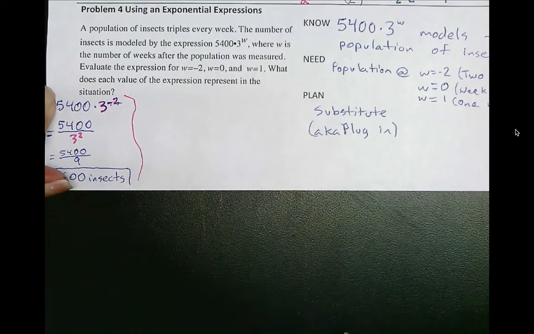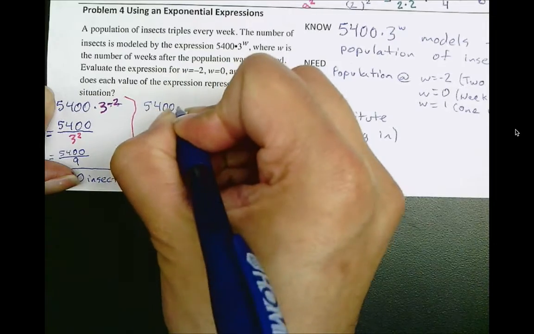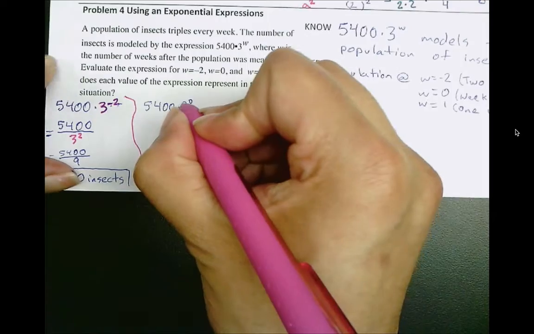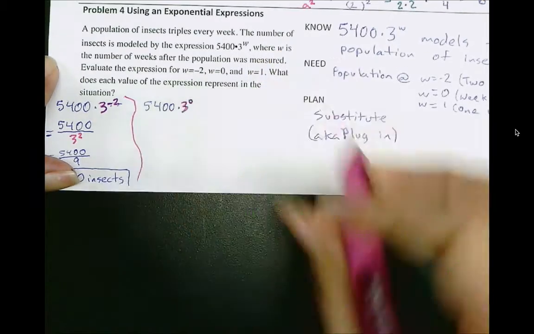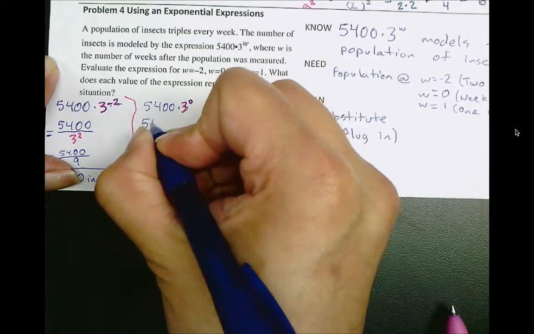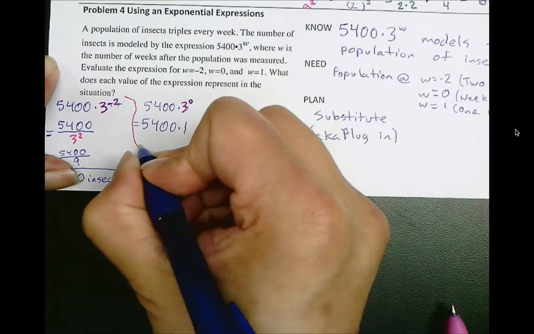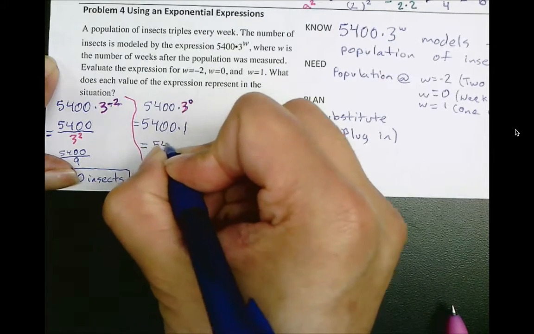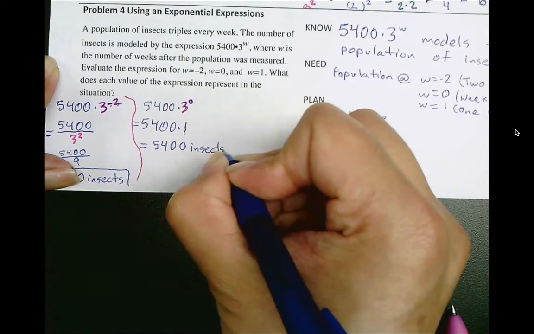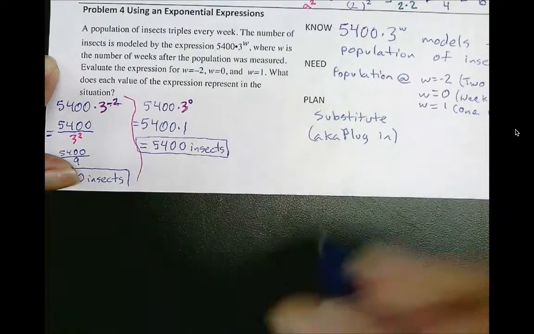Now, the second part, we have 5,400 times 3 to the power of 0. So recall that anything to the power of 0 is 1. So this becomes 5,400 times 1. And 5,400 times 1 is itself, so 5,400 insects. That's how many we have on the day or the week of the measurement.